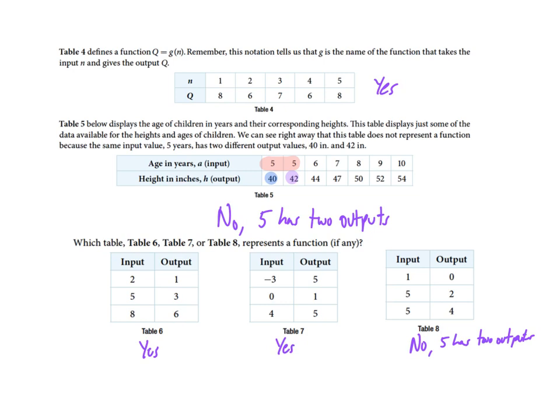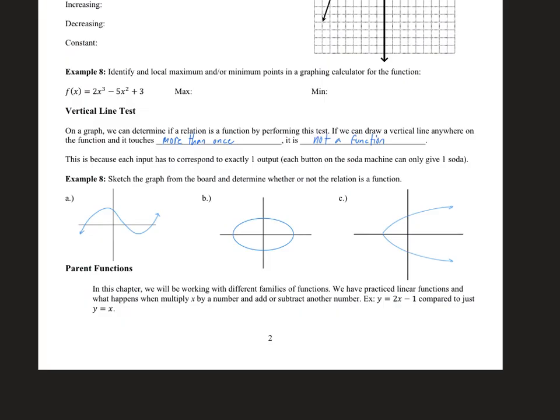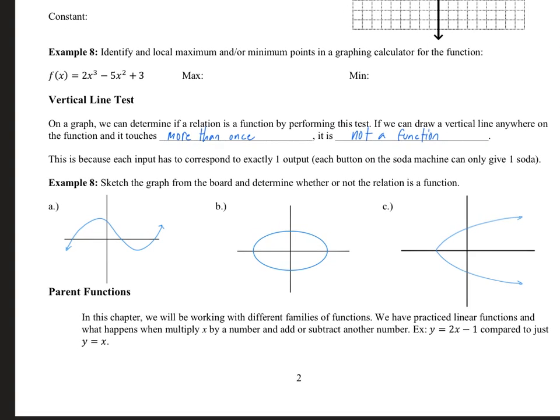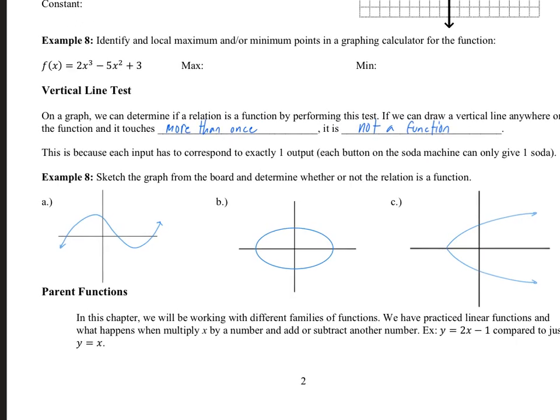How do you know if something is a function or not from its table of values or list of values? Head back to your notes. I think this is on the next page of the 3.1. So graphically, how do we tell if something's a function or not? We have what's called the vertical line test, and you guys definitely should have seen this before. The idea is that if we draw a vertical line anywhere on the graph and it touches the graph more than once, then that is not a function.